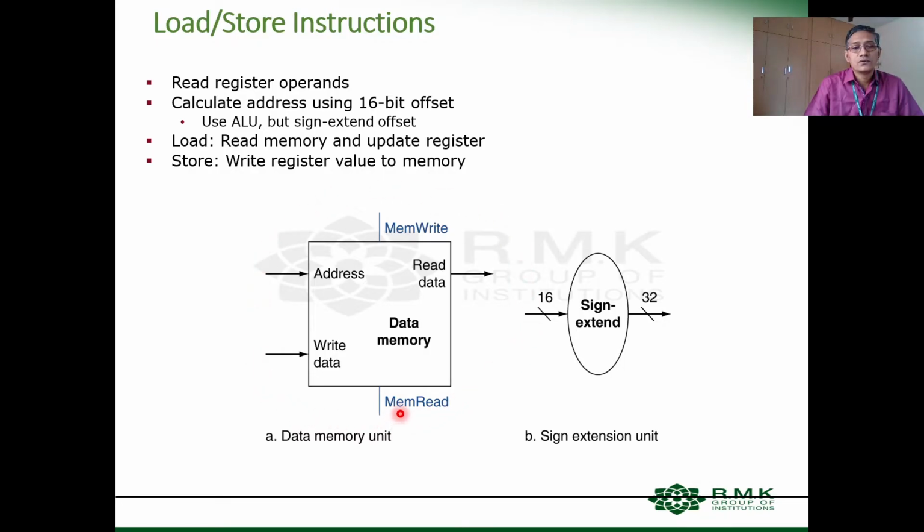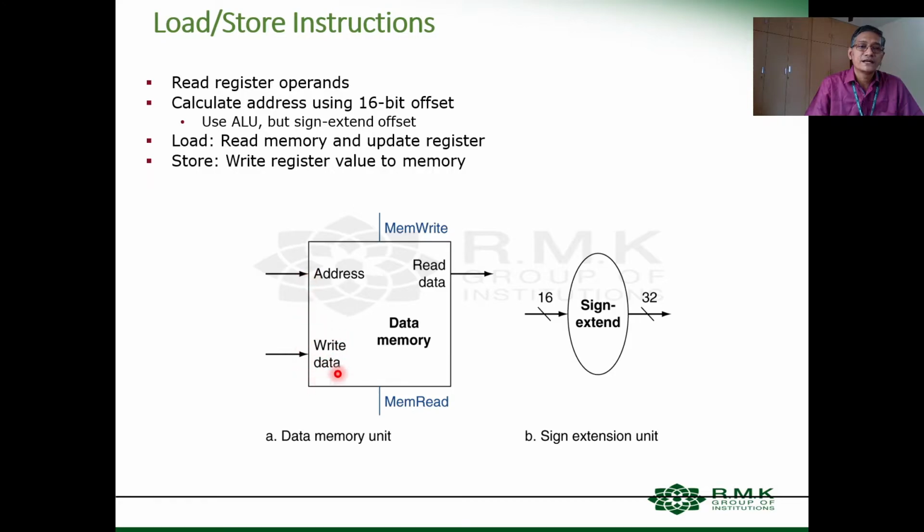Here we have two important control signals, memory read and memory write. Memory read will be initiated whenever we read the content from the memory, that is for load word, from memory to register. The memory write control signal will be initiated whenever a new value is going to be stored from the register to the memory. These two are the important control signals for activating the data memory for a particular operation, right?